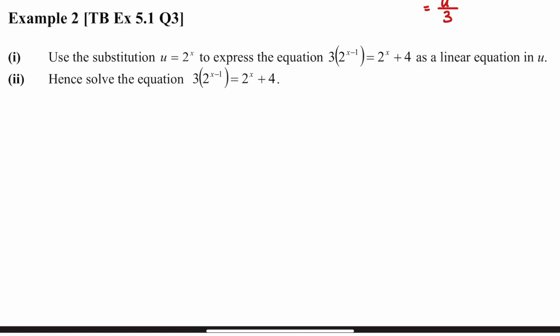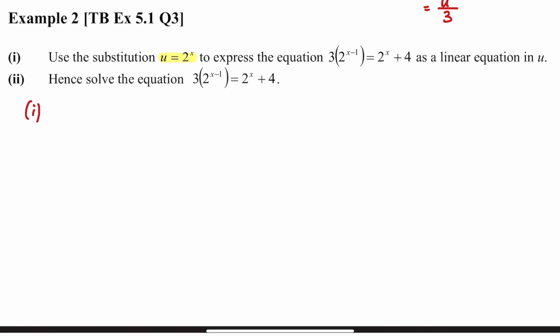That means that I must use the substitution u equals 2^x, and find a way to get rid of all these exponential terms here and get a linear equation in u. Linear equation means that the highest power of u is 1. Okay, so how do we do that? Let's look at part 1.